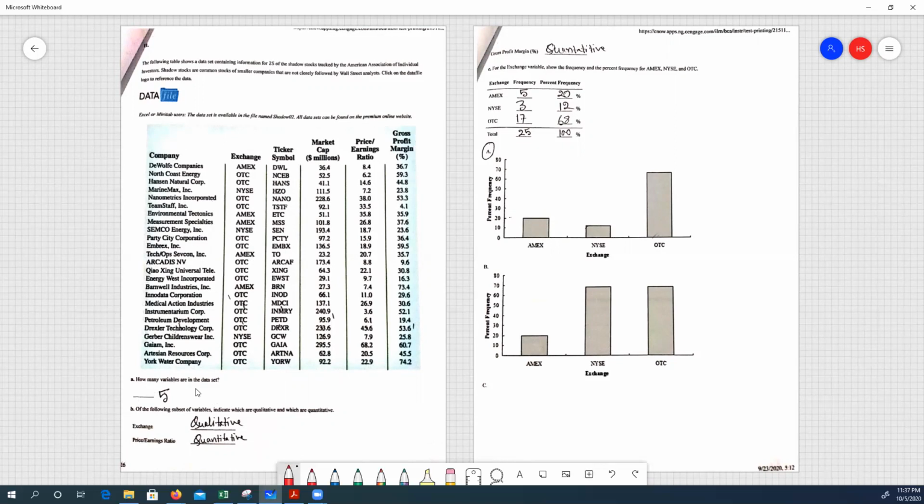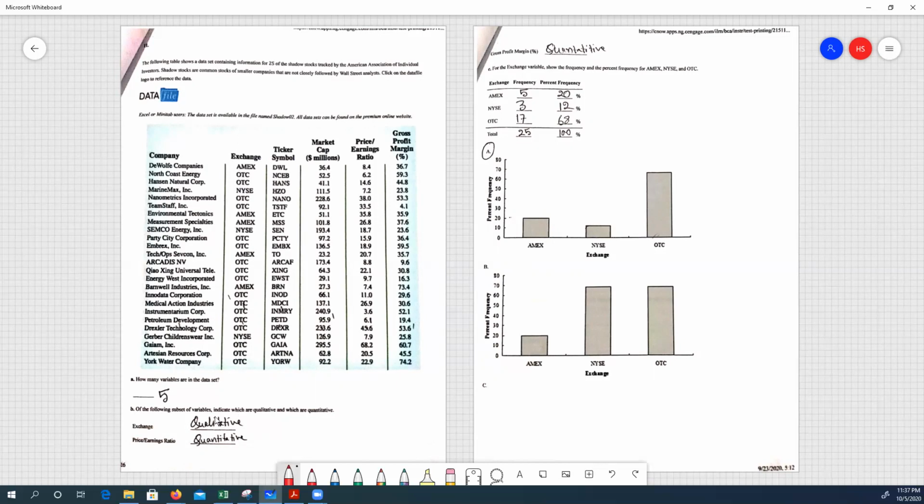The first question is how many variables are in the data set. This is the information about these companies, so these are the variables. The values for exchange will change depending on the company, right? This is MX, this is OTC, so it's changing. So this is called a variable. How many variables do we have here? 1, 2, 3, 4, 5. So we have a total of 5 variables.